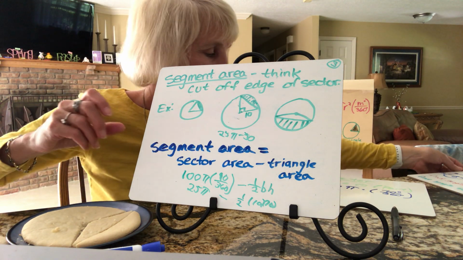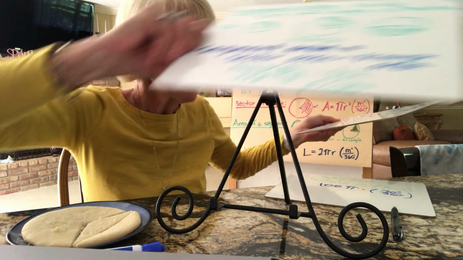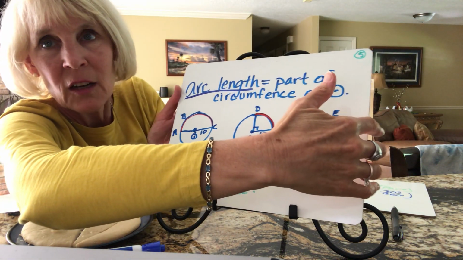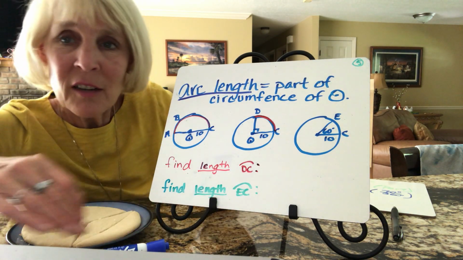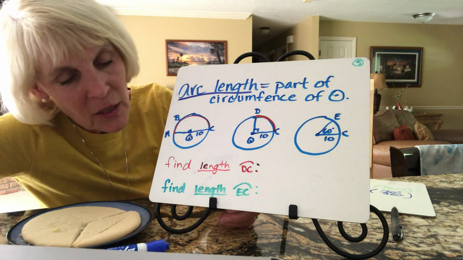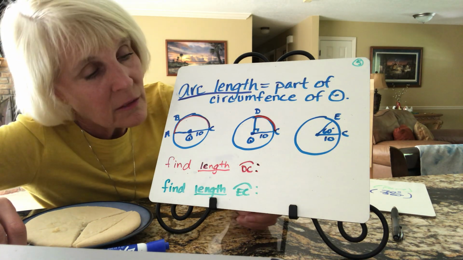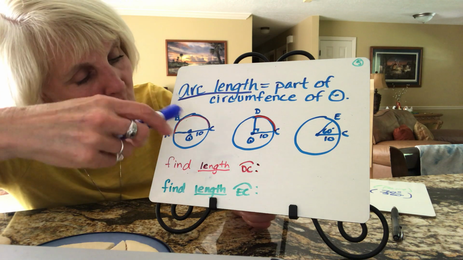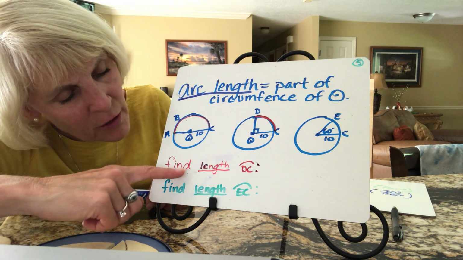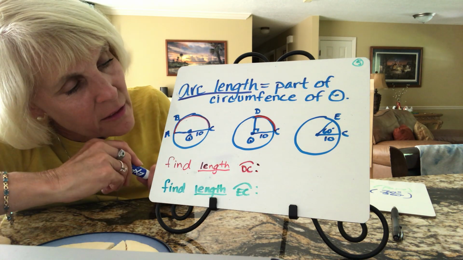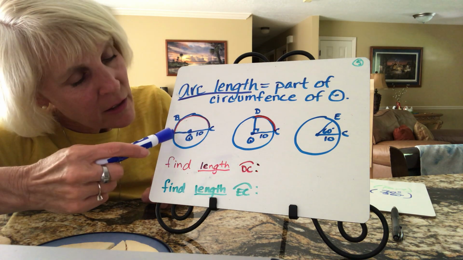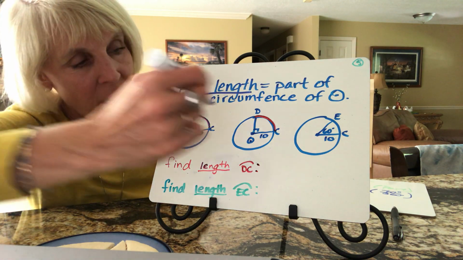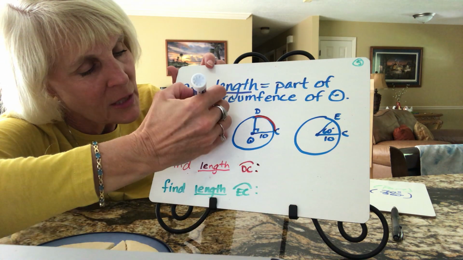Okay, and now our last thing here we're going to be looking at is our arc length. Our arc length that we already talked about is just going to be the part of the circumference instead of part of the whole area of the circle. So if I want to find the length of arc ABC, I would just say, well, the circumference is just pi times diameter.